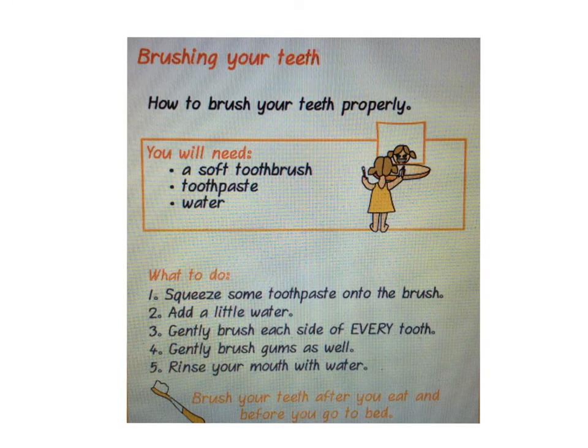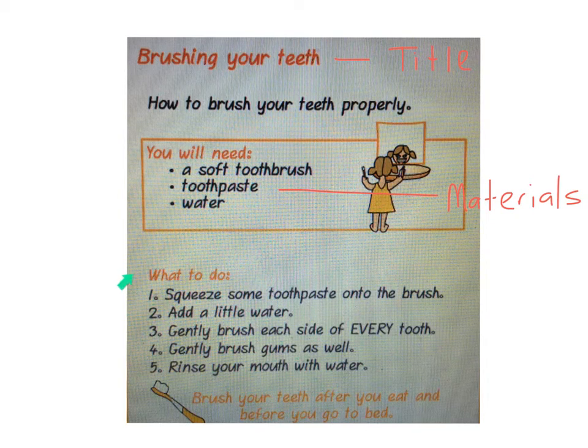Here is an example of a procedural type of writing. Here we have our title, where people can tell what we're going to do. Today we're going to learn how to brush your teeth. How to brush your teeth properly. In this section here, we have our materials or things that we need. It says you will need, and then there's a little bullet point, a soft toothbrush, you will need some toothpaste, and you will need some water.